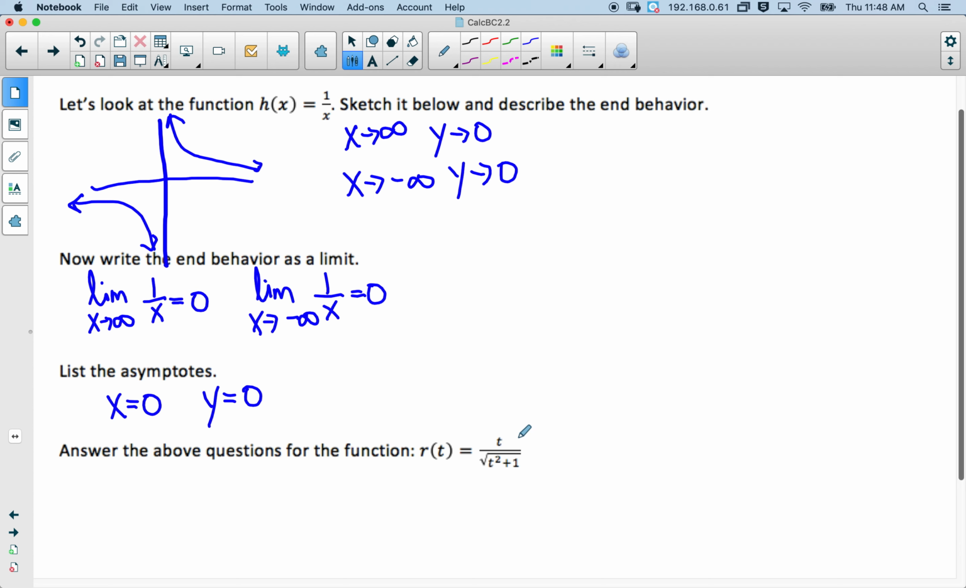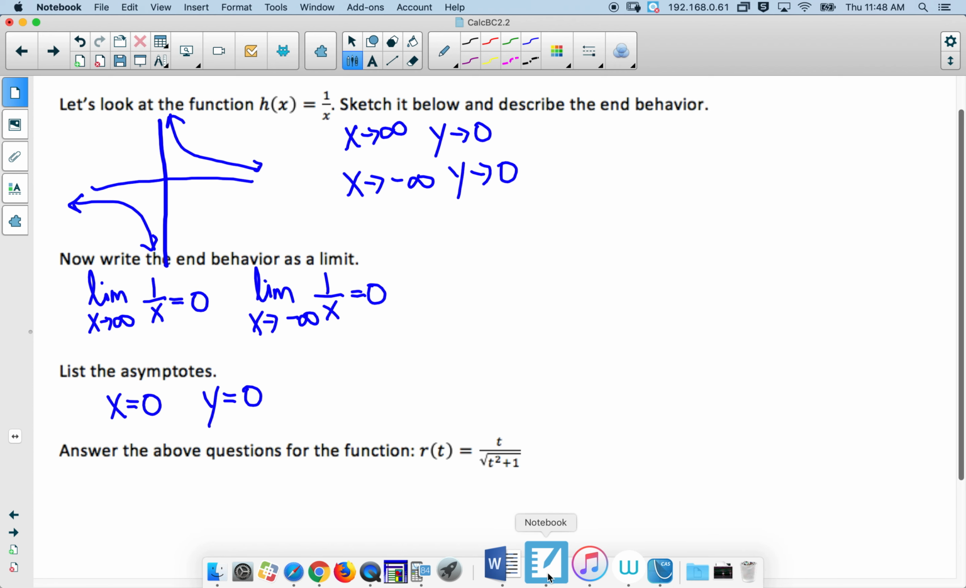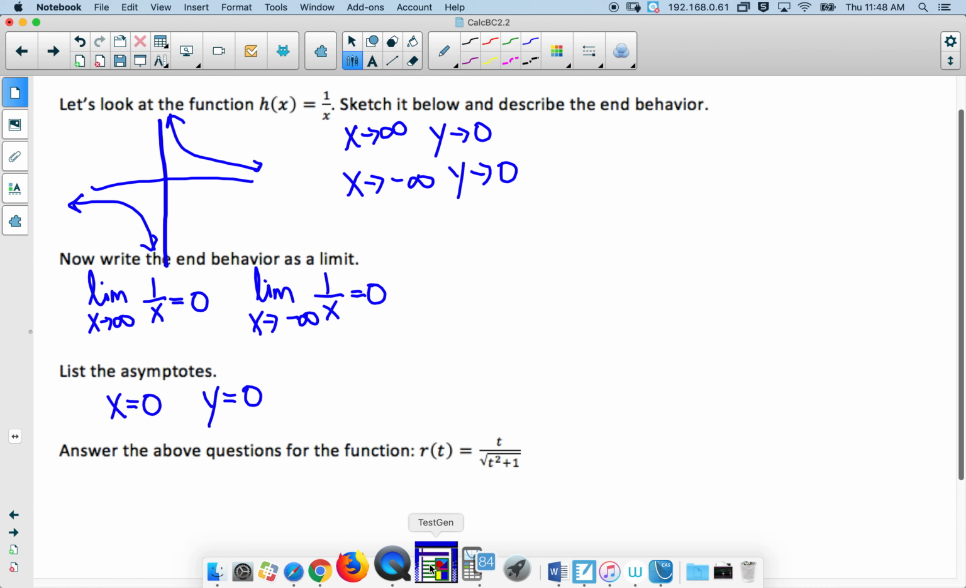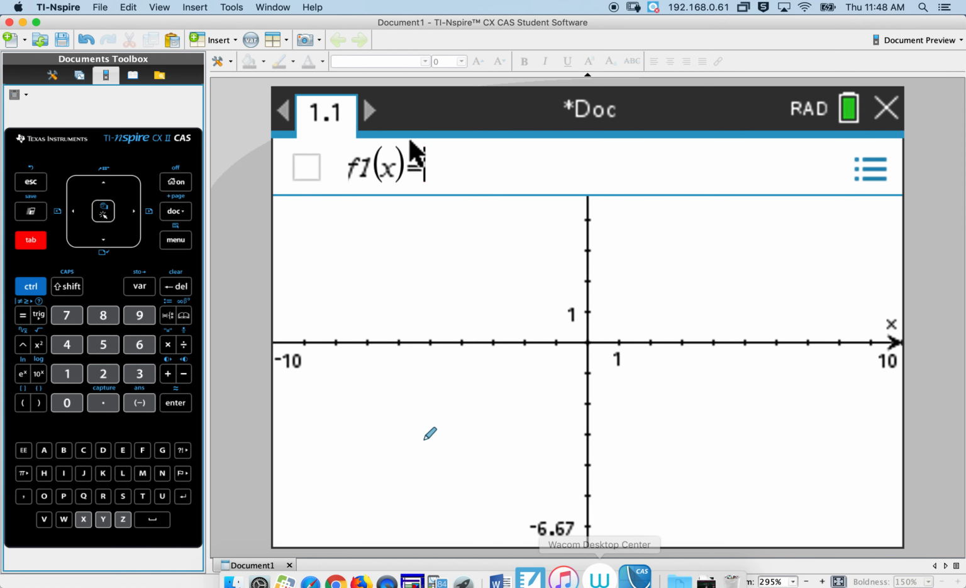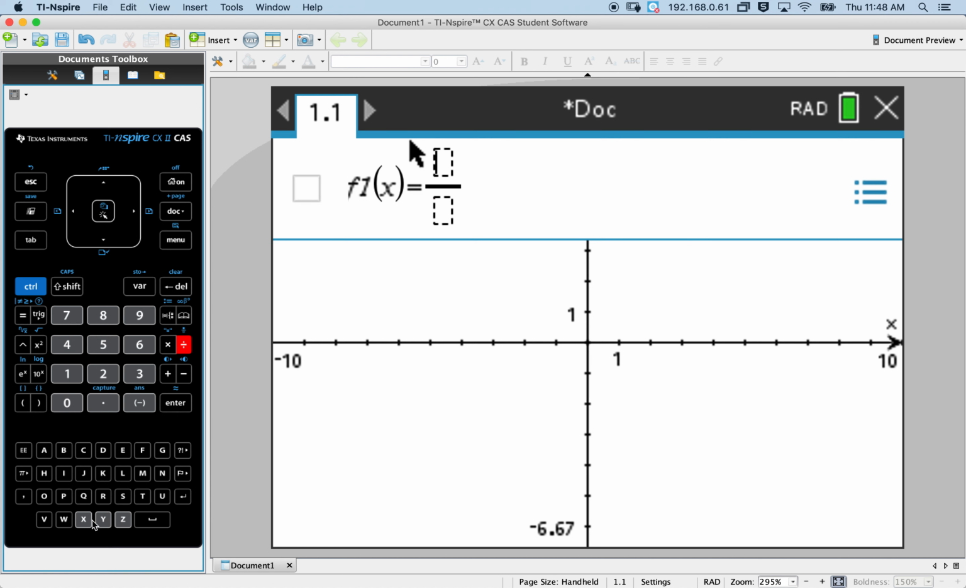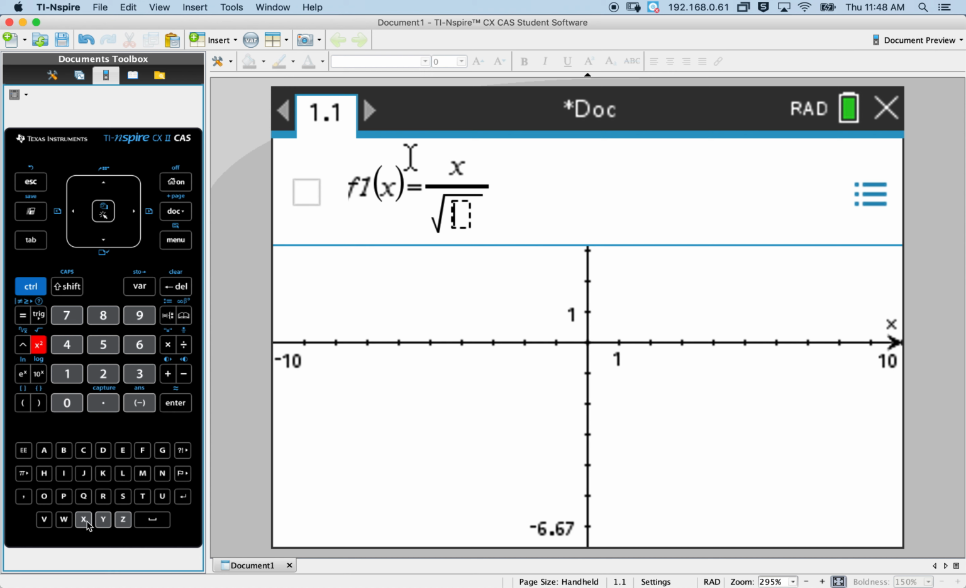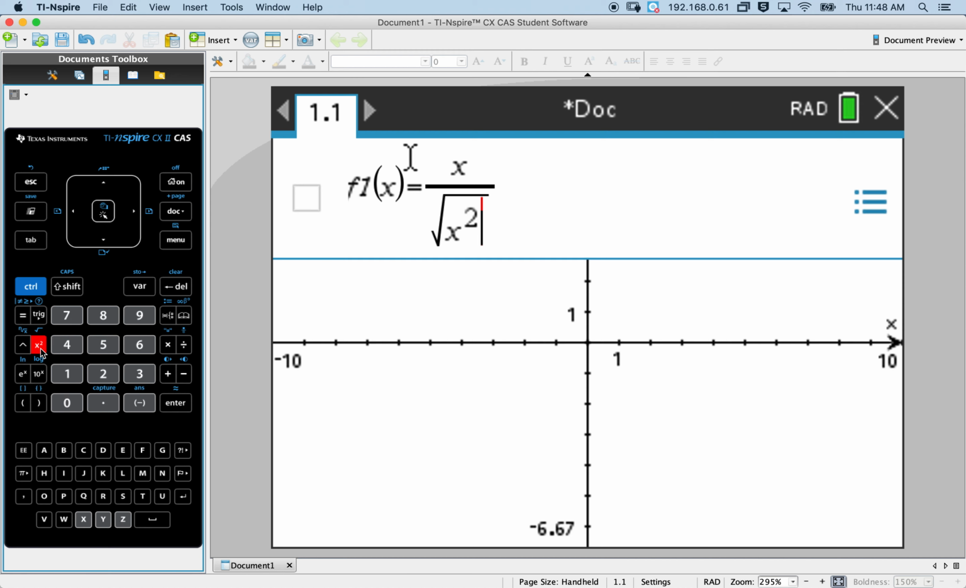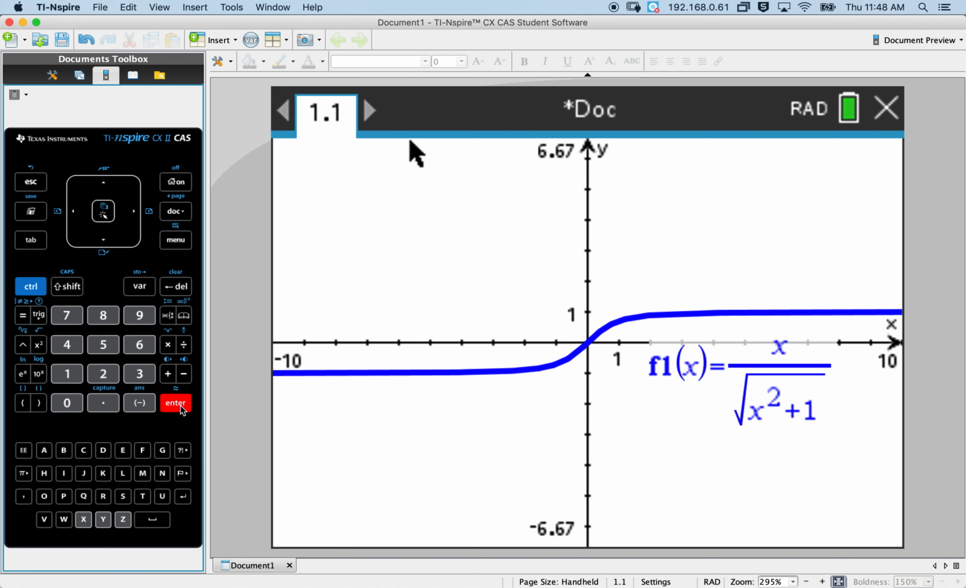So the first thing we're going to do is sketch the graph of that, and I'm not quite sure what it looks like. So let's get to our calculator here. Whoops, it's over here. And I'm going to make a fraction bar. And instead of t's, I'm just going to use x. And my square root button is right here on the Inspire. X squared plus 1, I think. Okay, so here's this function right here.